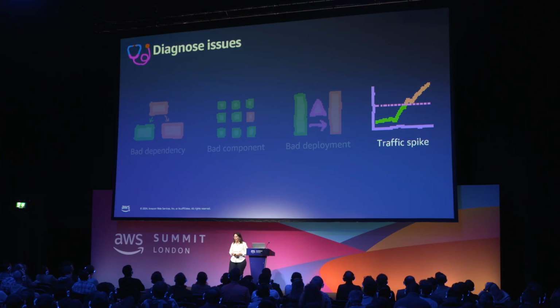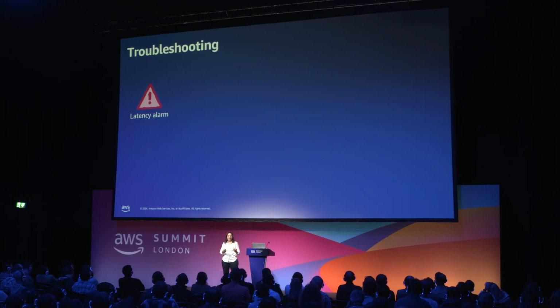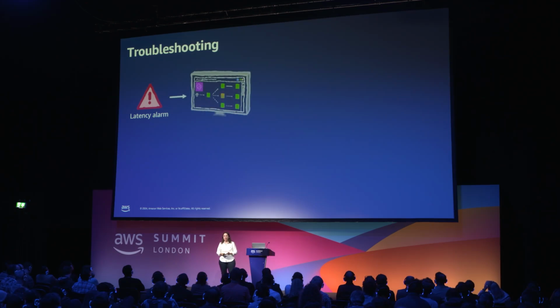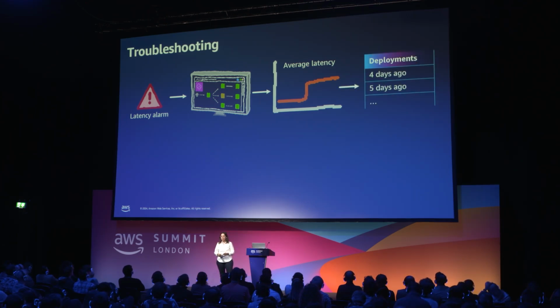Traffic spike. A traffic spike can sometimes be a success when you have many customers accessing your application, but sometimes it can also cause latencies. So you might resonate with this workflow where you have an alarm triggering that customers are experiencing latency on a website. You start investigating with your service map, identify the component that is a problem, and then you see a spike in the latency as well. You then try and check if there was a deployment that happened recently. No deployment, okay, what next?